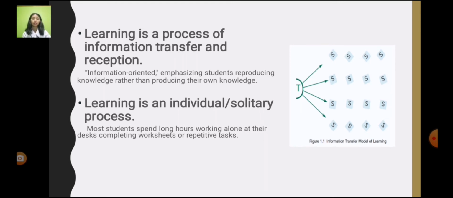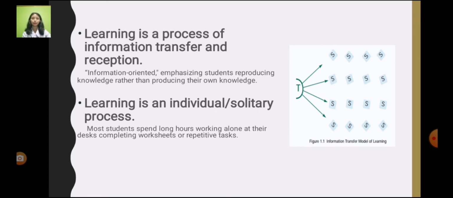Next is, learning is an individual or solitary process. In this view, it is also a teacher-centered approach. Learning is like a 1:1 proportion. Students will learn if they work alone, experiencing first-hand observation individually. It is because the students are given worksheets by the teacher, who is the brain for everything in the class, so this allows them to think for themselves.